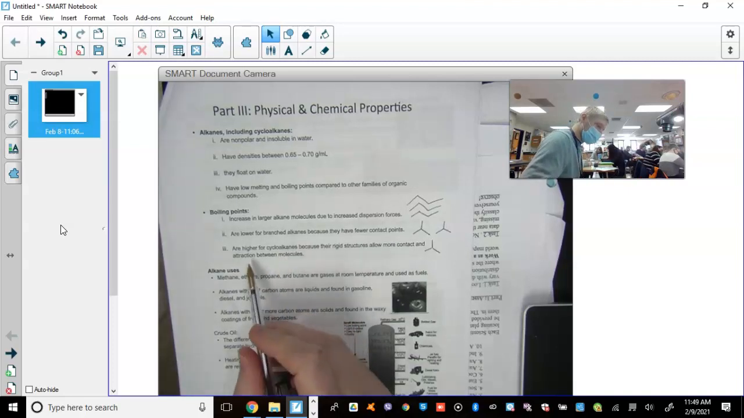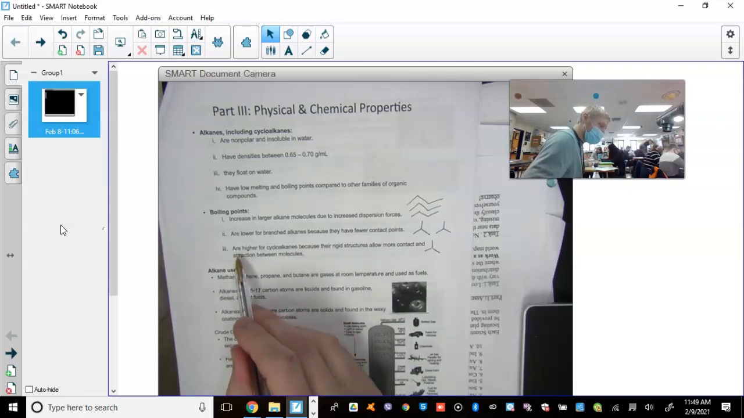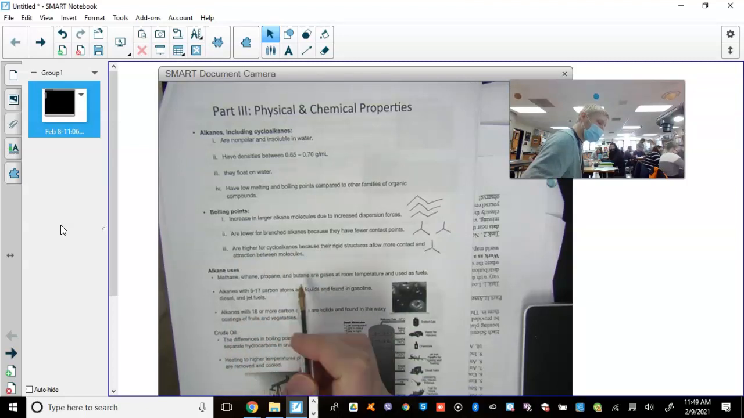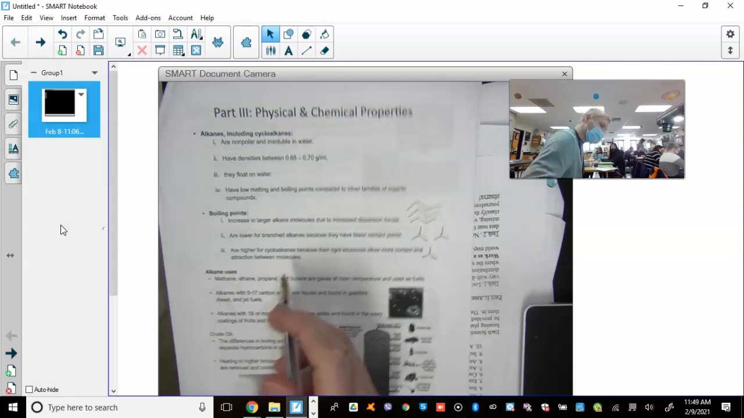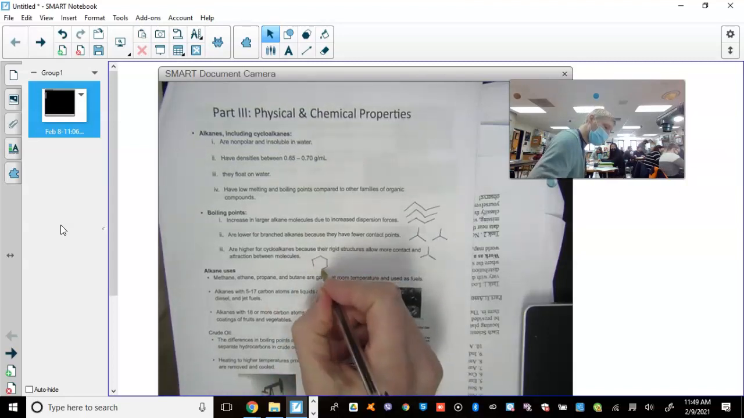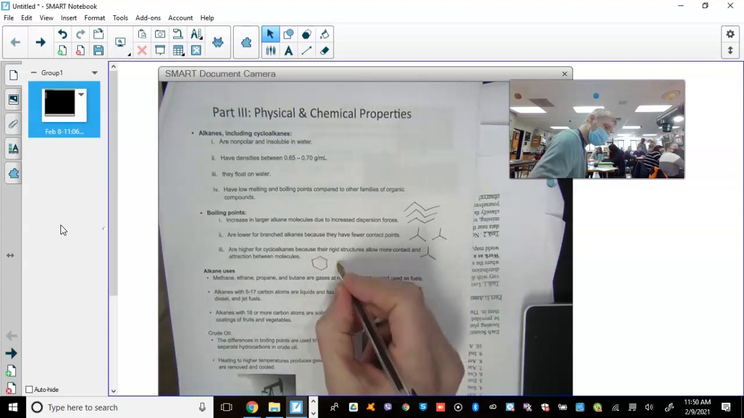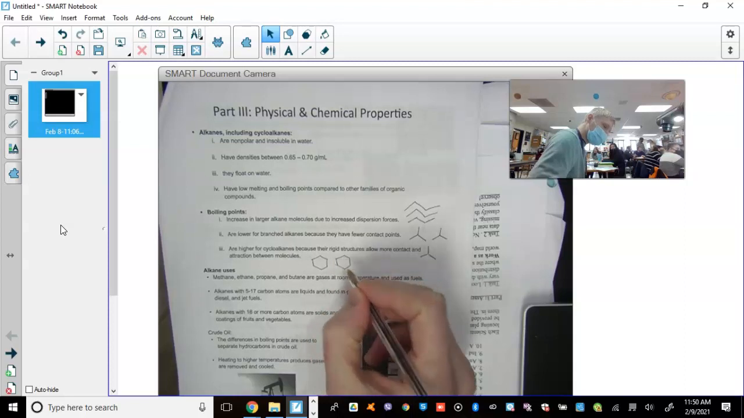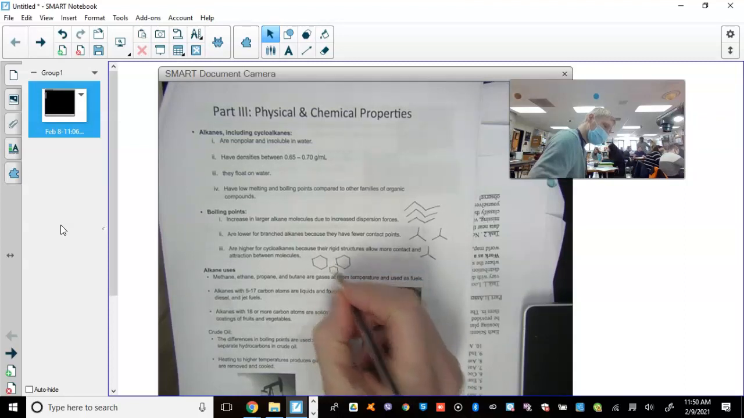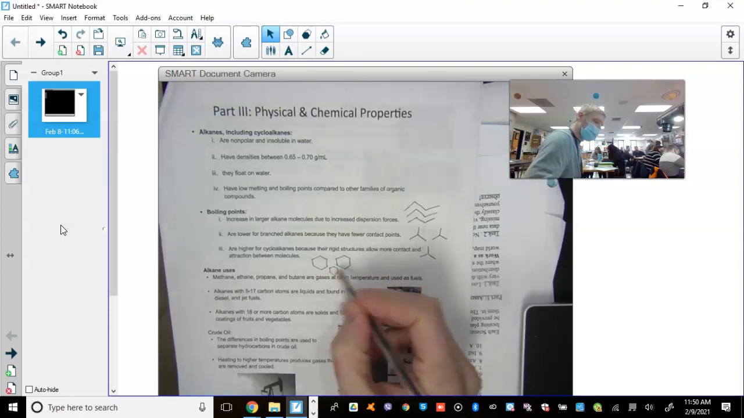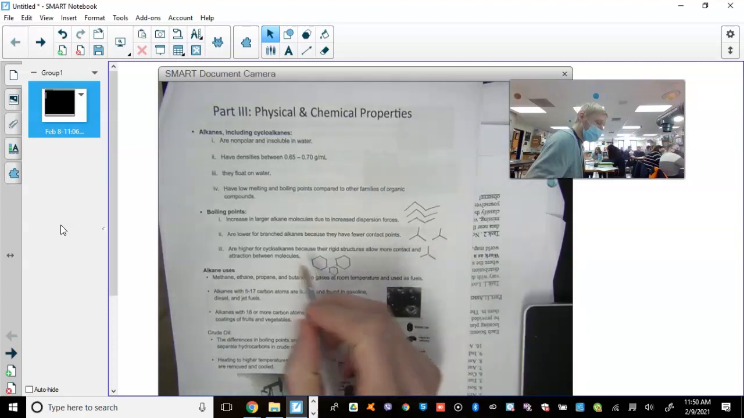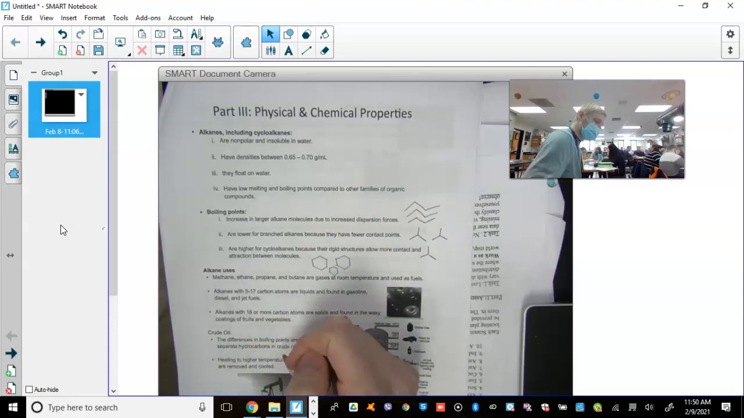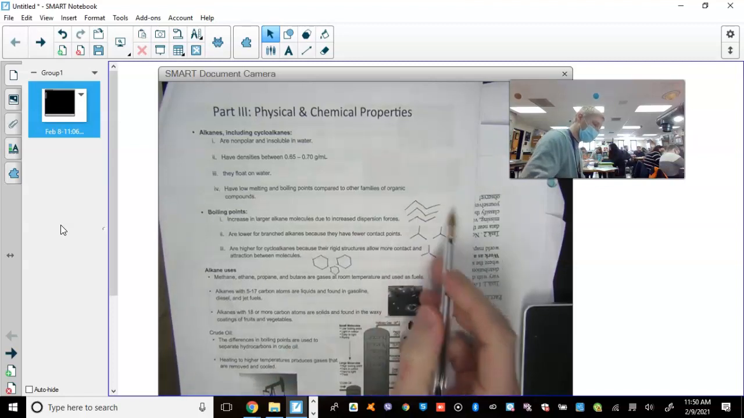All these concepts, oh my gosh. All right. They're higher for cycloalkanes because their rigid structures allow more contact and attraction between the molecules. So let's just draw a cyclohexane. I should have drawn butane because it's easier to draw. All right, hey, look at that. So you do have more opportunity of contact points where here you don't have as much. So you're going to have a slightly higher boiling point for the cycloalkanes, but the max amount for the alkane.